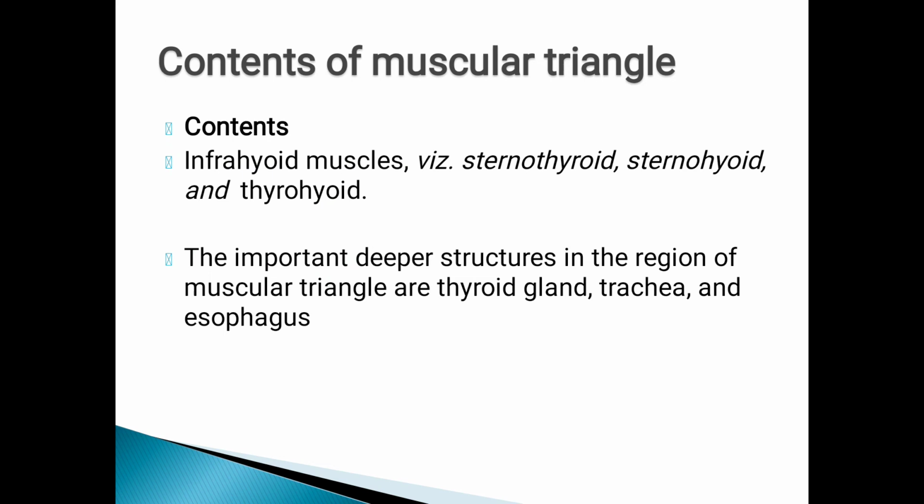So what will be the contents? In the contents, these muscles also come: the infrahyoid muscles, the sternothyroid, the sternohyoid, and the thyrohyoid muscle. Here you can see there are two muscles in which the word sternum is coming, sternothyroid and sternohyoid. The sternohyoid muscle is superficial, it is a long muscle which extends from the sternum to the hyoid.